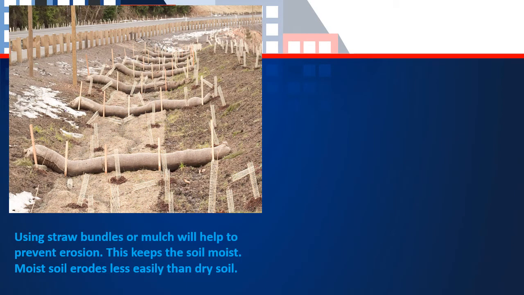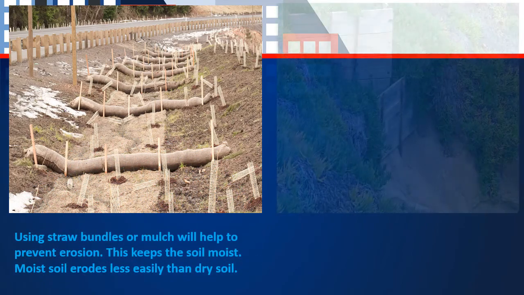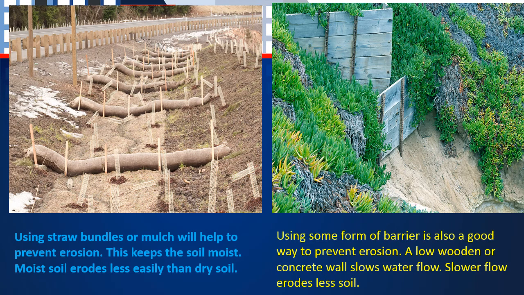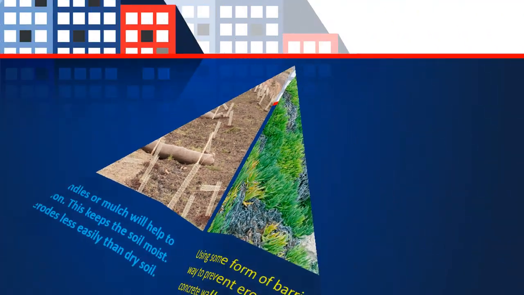And another way from the picture is by using straw bundles or mulch, which helps prevent erosion. This keeps the soil moist, that is wet. And wet soil doesn't move easily compared to dry soil. Another way is to use some form of barrier. It's also a good way to prevent soil erosion, as we can see from the picture.